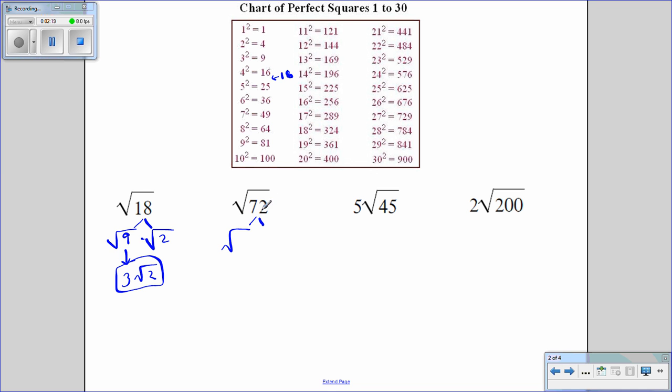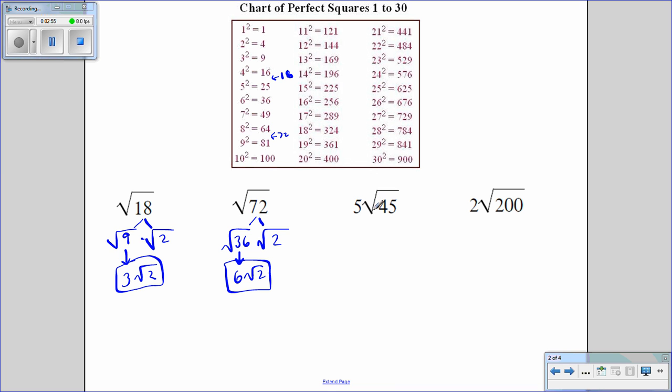Let's try the next one. The square root of 72. So I'm going to break this apart into two radicals. Alright? 72 would fall right about there, between 64 and 81. So I'm going to ask myself, does 64 go into 72? No, it doesn't. Does 49? Nope. 36. 36 does. 36 times 2 is 72. So the square root of 36 comes out as just 6, and the square root of 2 tacks on to the end. So it's 6 square root 2.